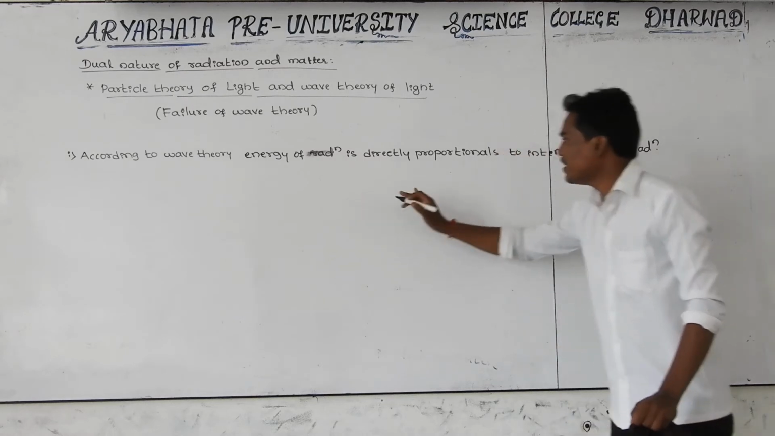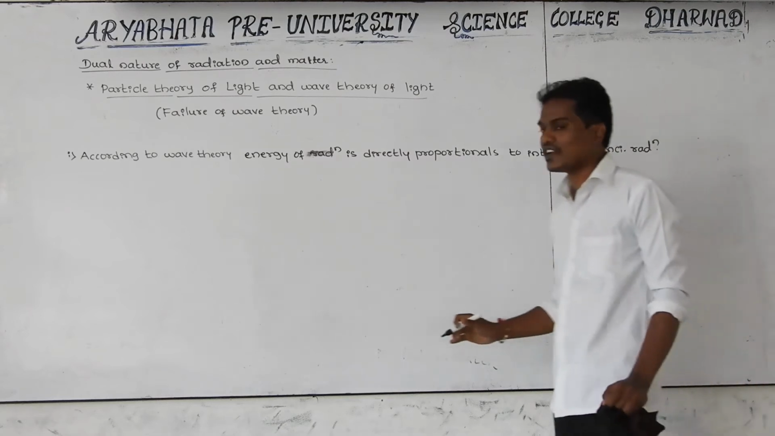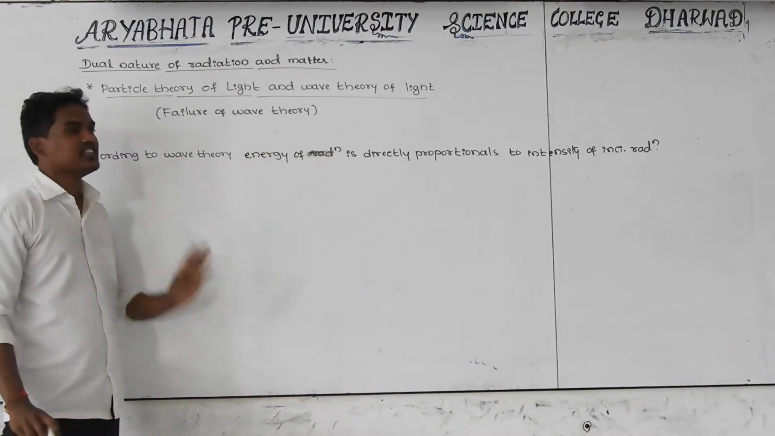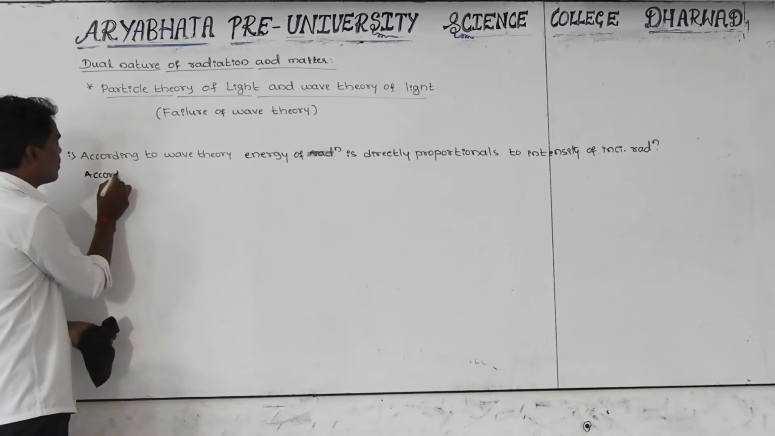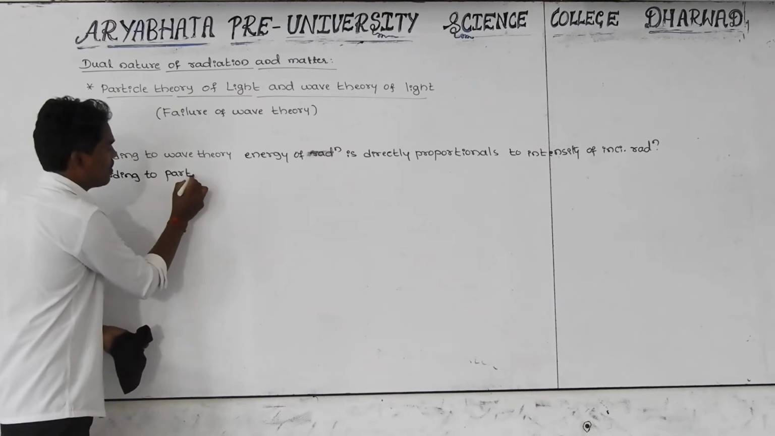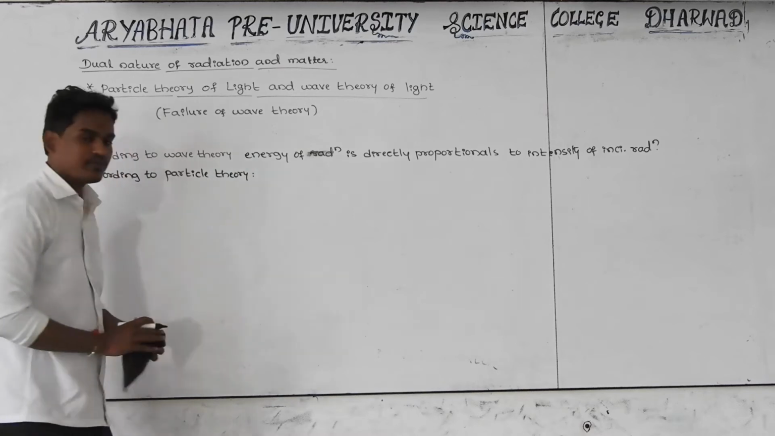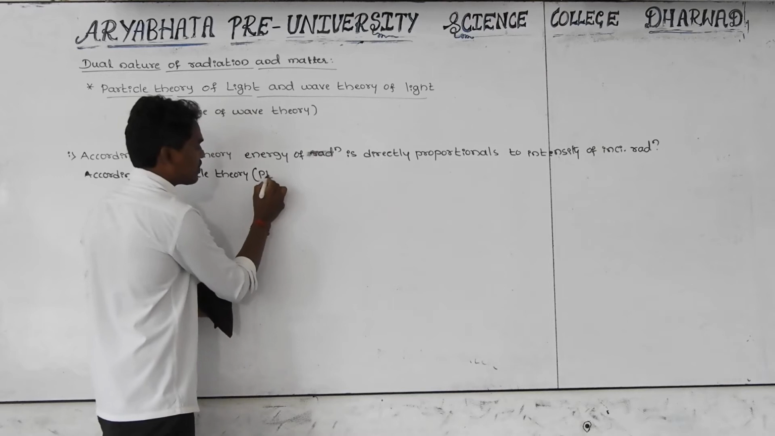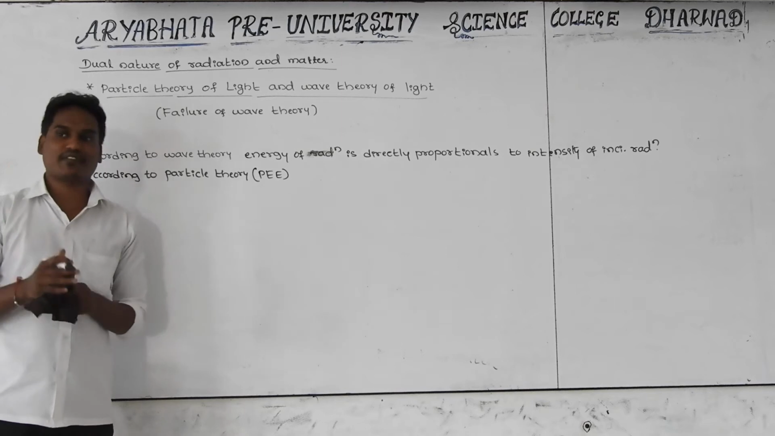This is the reason. In order to increase the energy of the radiation, we have to increase the intensity. That's why the relation between the energy and the intensity is directly proportional. This is according to wave theory. But according to particle theory, what is happening? You can imagine the example of the photoelectric effect. According to particle theory, it is not happening.